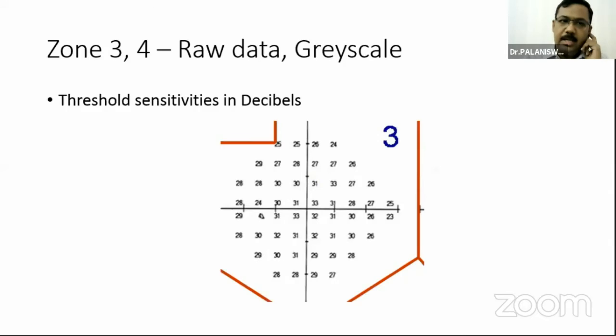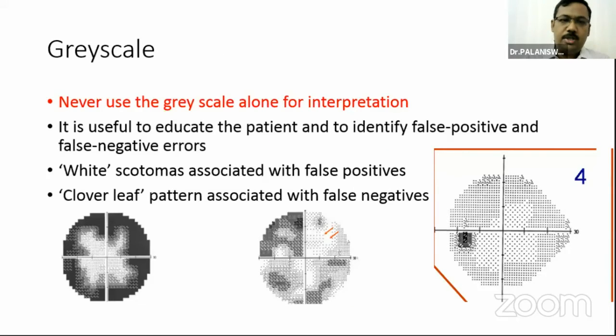Next is the raw data and the grayscale. Raw data is the threshold sensitivity at each and every point in decibels. This is what the patient has done. Grayscale should never be used for interpretation. It's only to educate the patient and to identify false negatives or false positives.